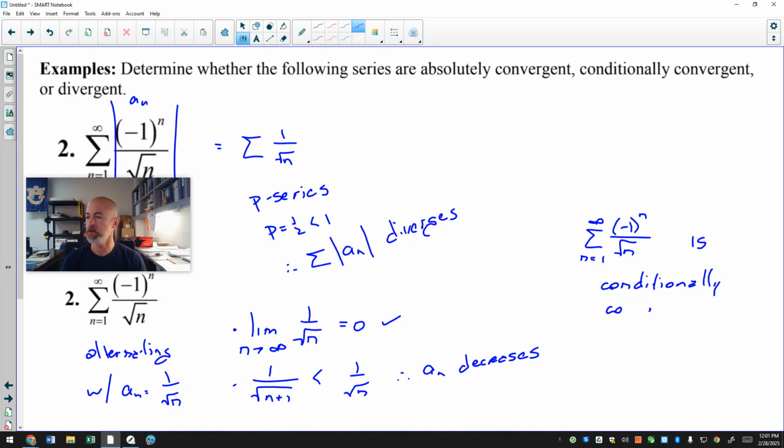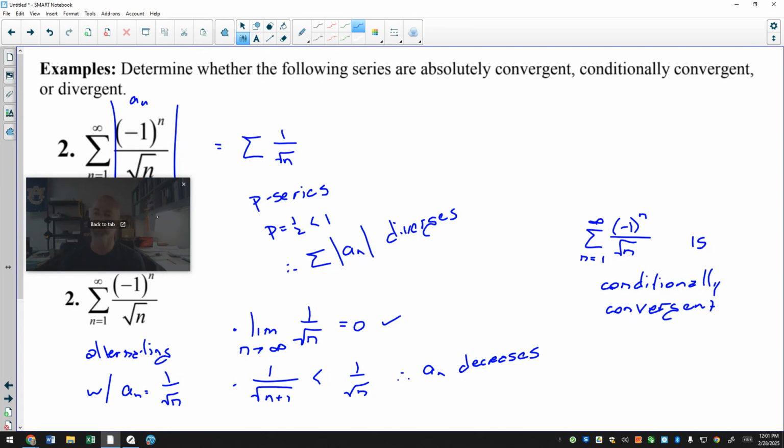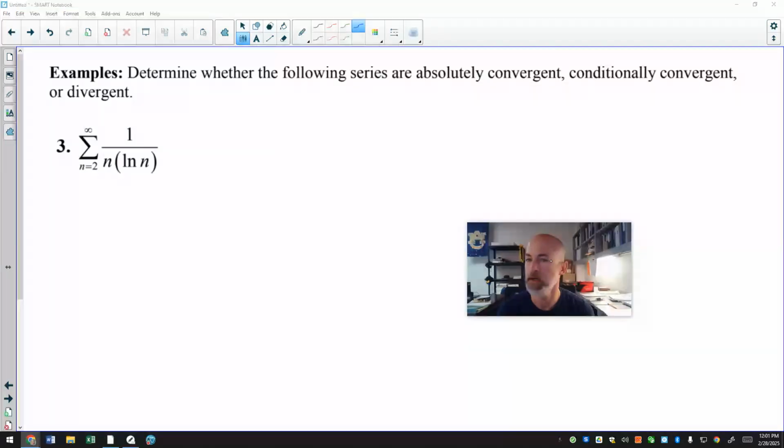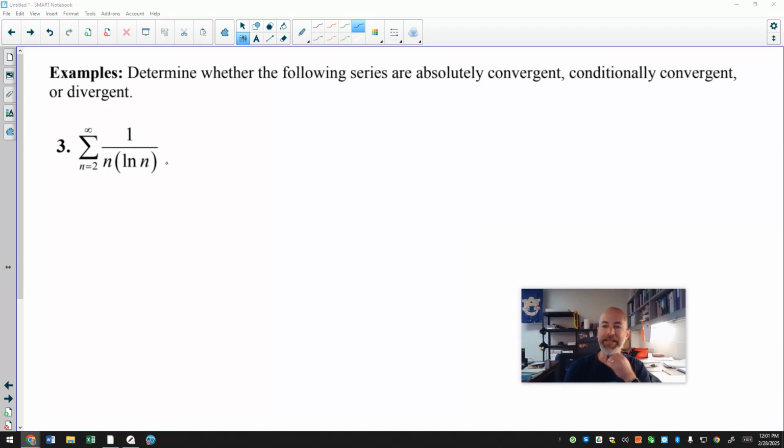Convergent. Convergent. There we go. Cool. So we see the difference between absolute and conditional. Let's look at the next one. 1 over n ln n.